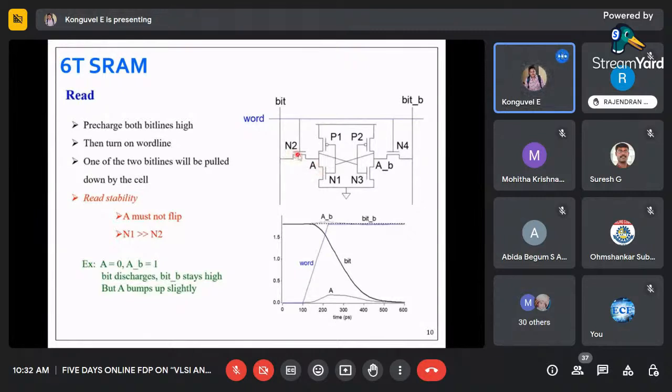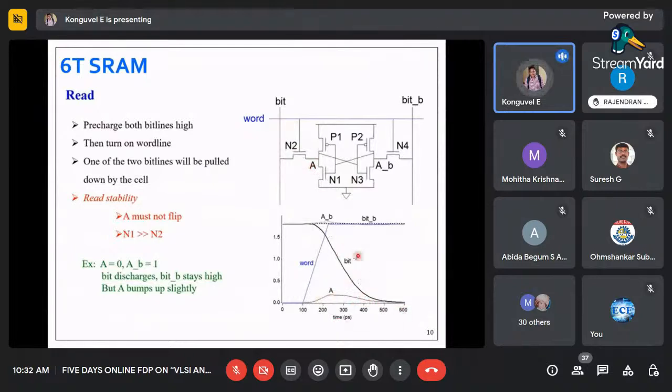Through where will it make a path? Through N2, through node A, through N1. It will make a path and reach the ground. So here we can consider two resistances: one is the resistance because of N2, another is the resistance because of N1. Right? Two resistors in series. That is why we have a bump on A, and then it settles to 0, as it is already 0.